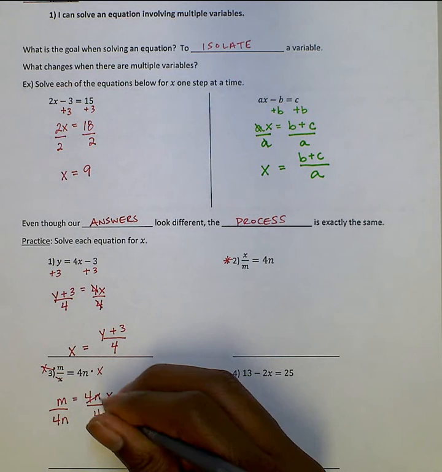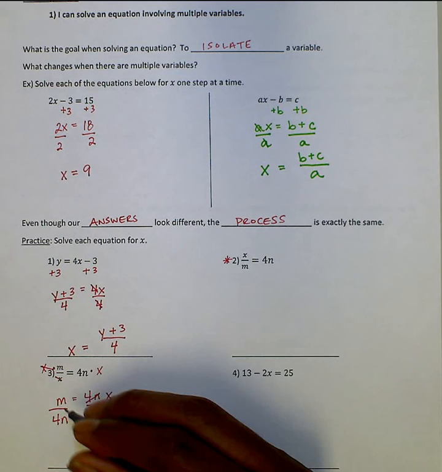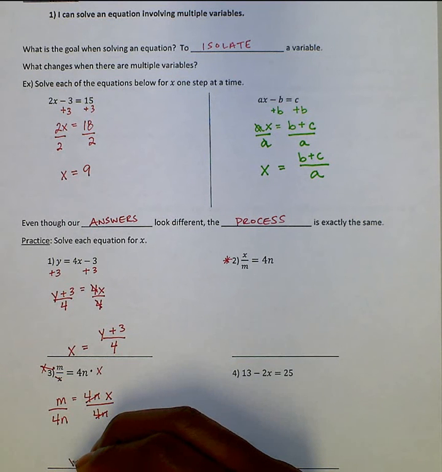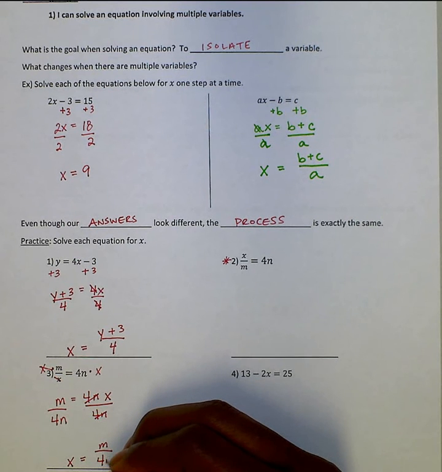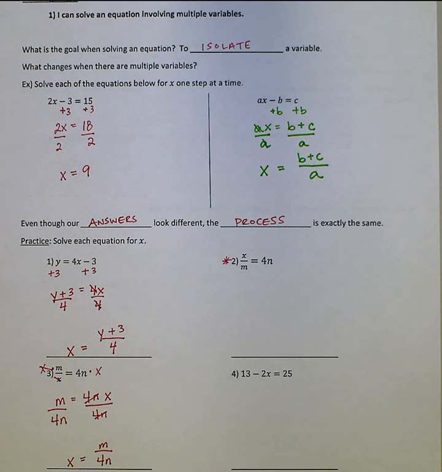Okay, and on the right side it cancels out. On the left side I have m over 4n. And so I can just write my answer as m over 4n. X is by itself. I've moved everything else by using inverse operations. There's my answer.